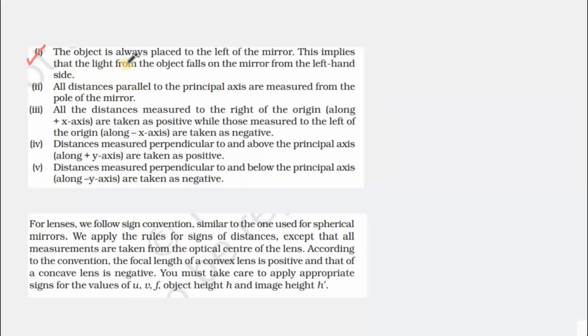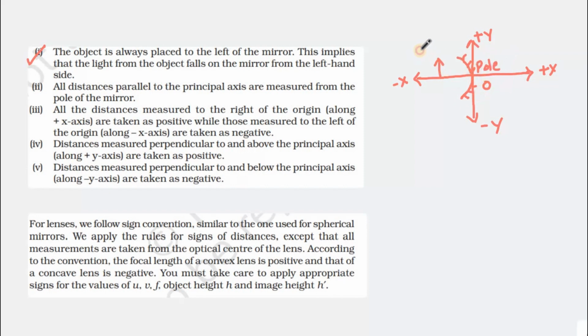So the first point says the object is always placed to the left of the mirror. This implies that the light from the object falls on the mirror from the left hand side. So if this is your number line, then this is positive x, this is negative x, this is positive y, and this is negative y. So the object is always placed to the left of the mirror. If this is the origin of this number line and here we have placed, let's say, a concave mirror, then this is the pole of the mirror.